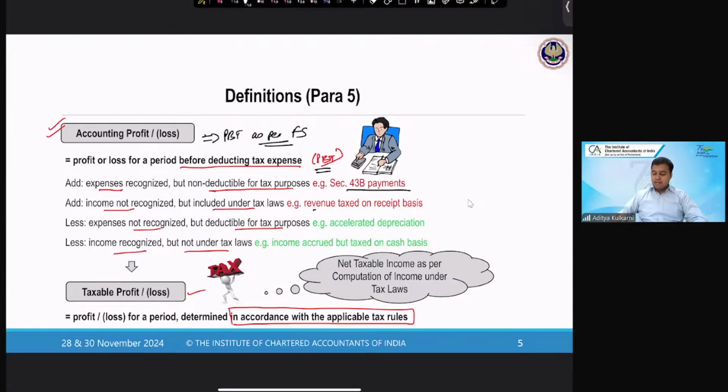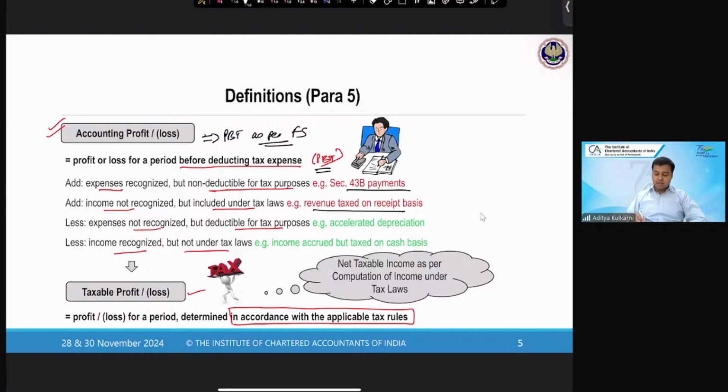For example, any revenue that you are taxing on a receipt basis. You have received the income, you have received the money, but income is not yet accrued as per the financial statements. But as per the taxman, you have to take it as your income and pay tax thereon. Less expenses not recognized but deductible for tax purposes. For example, accelerated depreciation. You disallow Companies Act depreciation and you consider the income tax depreciation, which in most of the cases is accelerated. Less income recognized but not under tax laws.